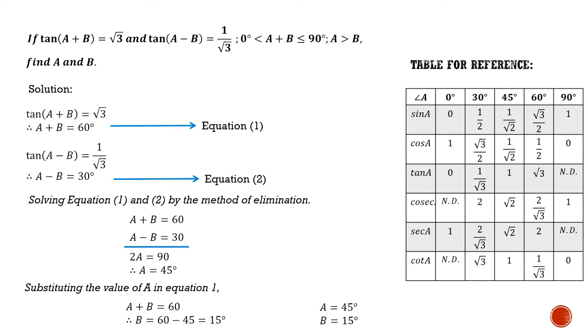Also see that this satisfies both the conditions: the sum of a and b is between 0 and 90, and 45 plus 15 gives you 60, which is rightly within the range. And the value of angle a is more than b, because a is 45 and b is 15. So both conditions are satisfied. Hence the answer we are getting is correct.